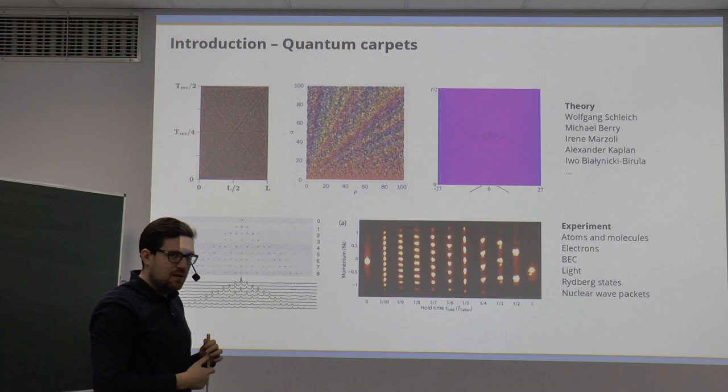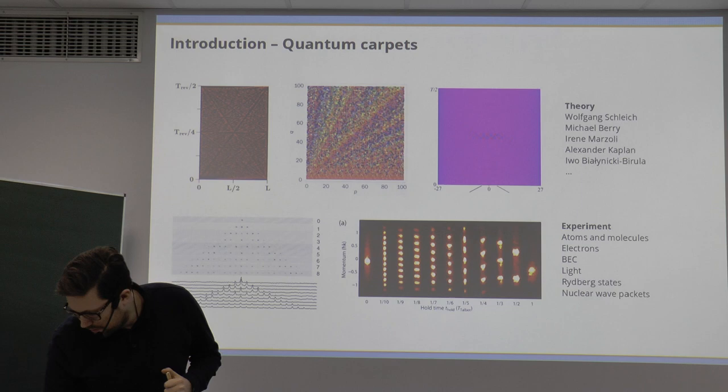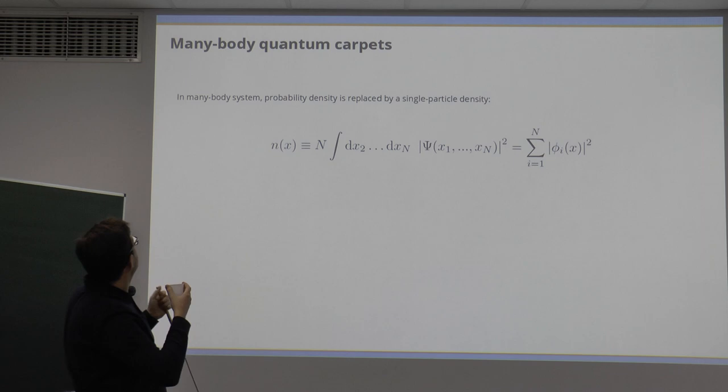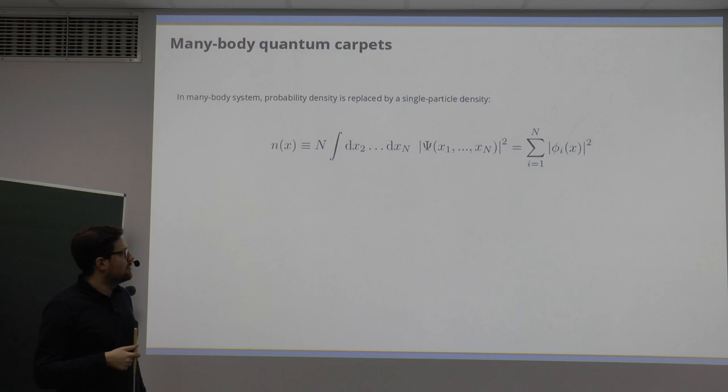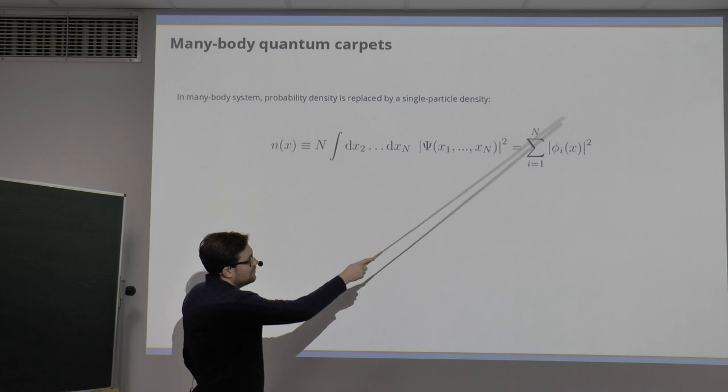So let me start with many-body quantum carpet. This is only an introduction. So instead of a probability density, I will consider a quantity which is called a single particle density, which we can interpret in the classical limit as the density of the gas. And for all of our purposes right now, we will be interested in this quantity.